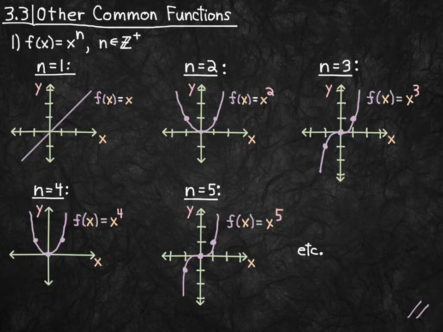So that gives you all of the single term polynomials. In other words, all the monomials with a positive exponent. They all look like one of these.